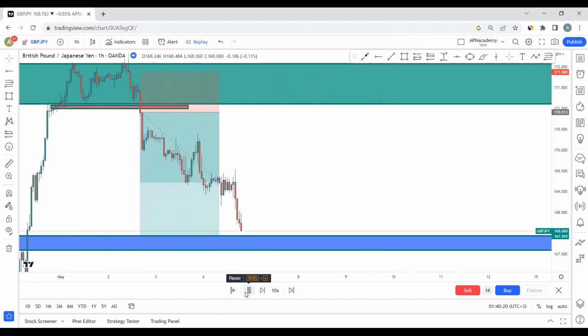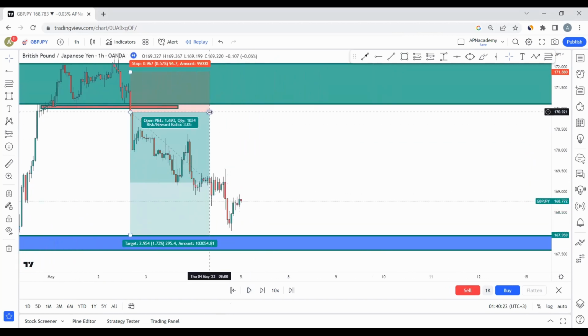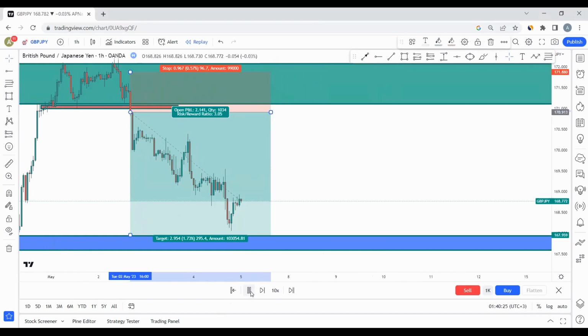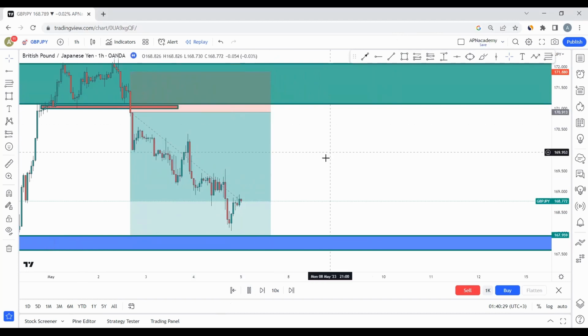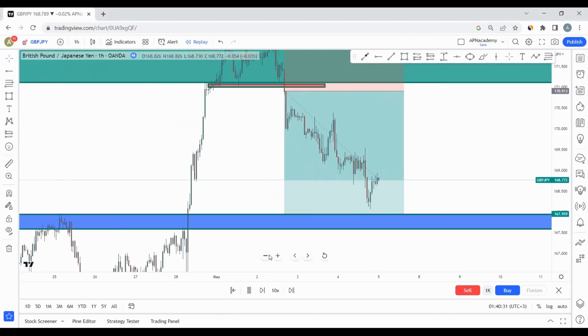So it does move, and let me just extend here and see. It misses our target just by a little bit, but the price is still going on. TradingView has paused. I don't know why it's doing this a lot today.